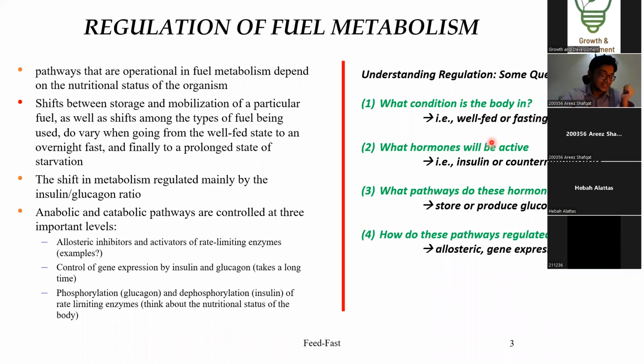That means if it's well-fed, that means insulin will be activated. That means fatty acid synthesis will be activated by insulin. Insulin works through 2 mechanisms we discussed, gene expression and dephosphorylation. That means all of the enzymes in which fatty acid synthesis is active are activated by dephosphorylation. Does that make sense to everyone? So if you can understand this concept, you can understand all of regulation, okay?